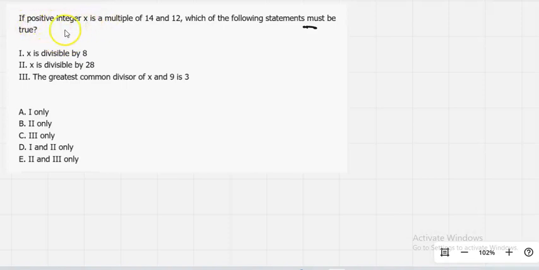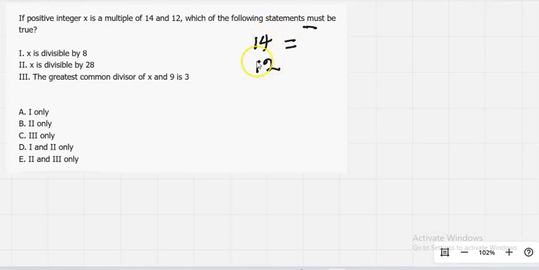x is a positive integer based on the information in the question stem. It's a positive integer and is a multiple of 14 and 12. What does that statement mean? If x is a multiple of 14 and 12, that means 14 and 12 are factors of x.